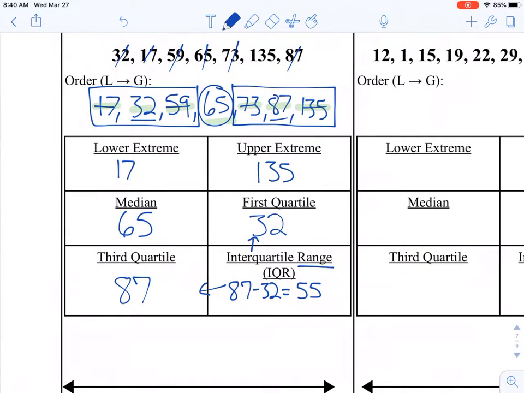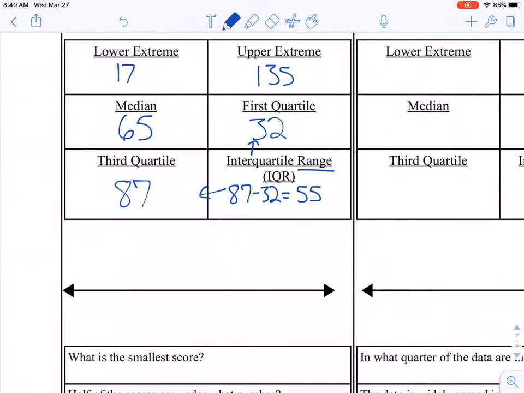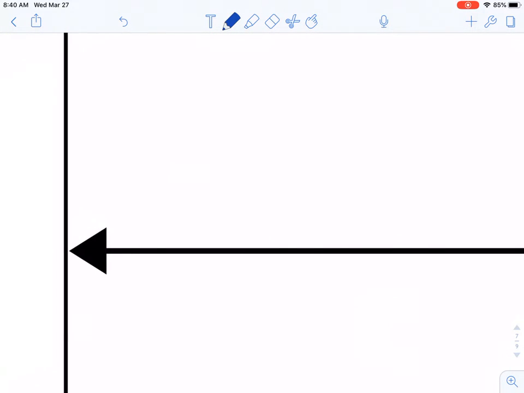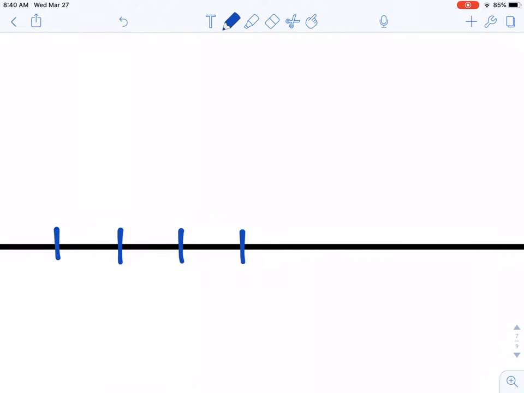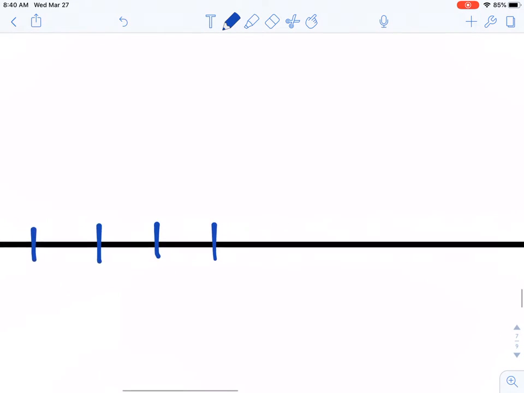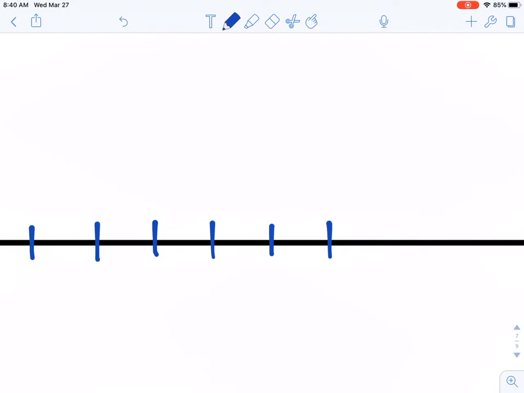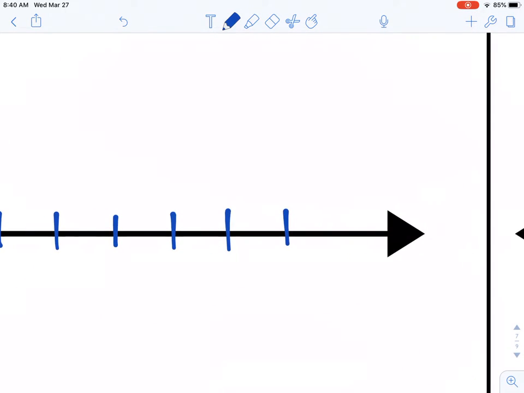Okay. Now we have to graph it. We have to decide what we're going to number by, and I do that by looking at the lower and upper extreme. My lower extreme is 17. My upper extreme is 135. That's a big difference there, so I'm going to count by tens. I'm going to start at 10 and see if I can make my way to 140. So 10, 20, 30, 40, 50, 60, 70, 80, 90, 100, 110, 120, 130. Oh, look at that. Perfect. 140. Now I'm going to go back and number all those.